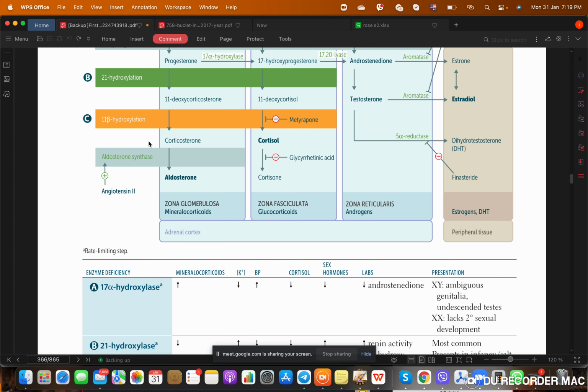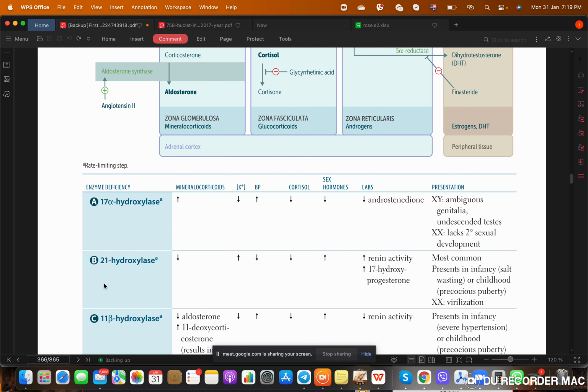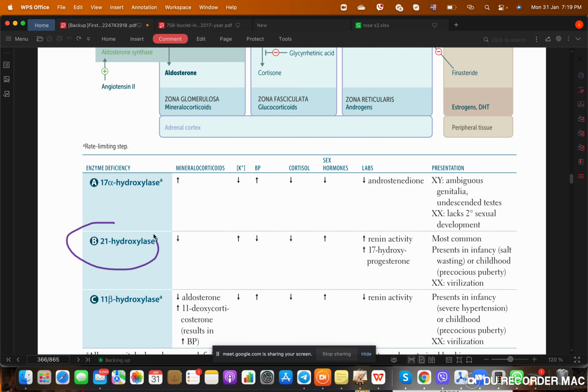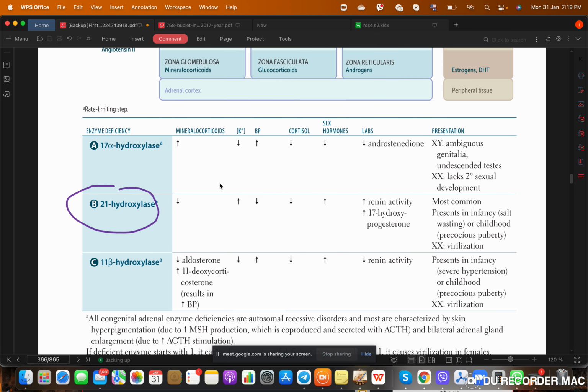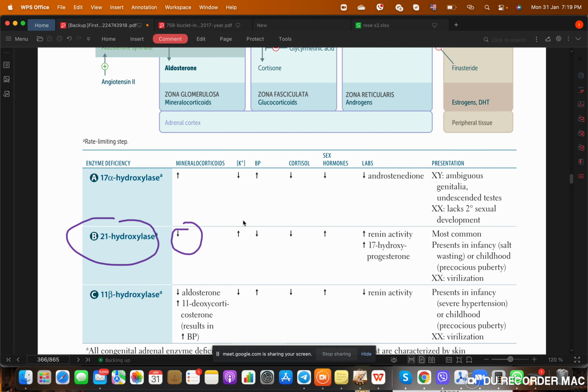So if we speak about them one by one, let's start with the 21 hydroxylase. These patients are going to have a defect in this one. So obviously the mineralocorticosteroids are down. The potassium: if you have a low amount of aldosterone, what was the function of aldosterone? Excrete potassium. So now it's deficient. What will you have?